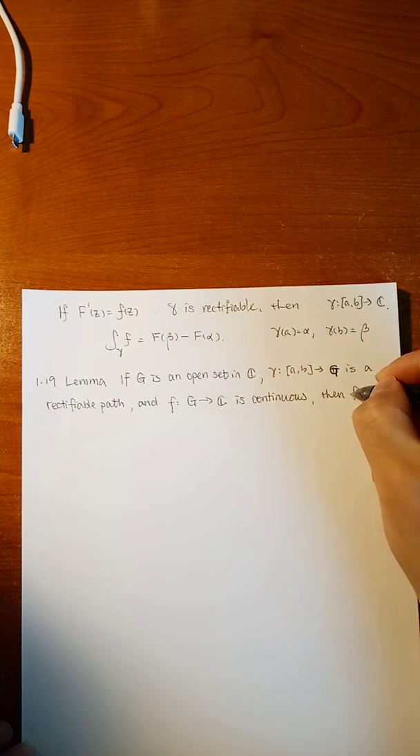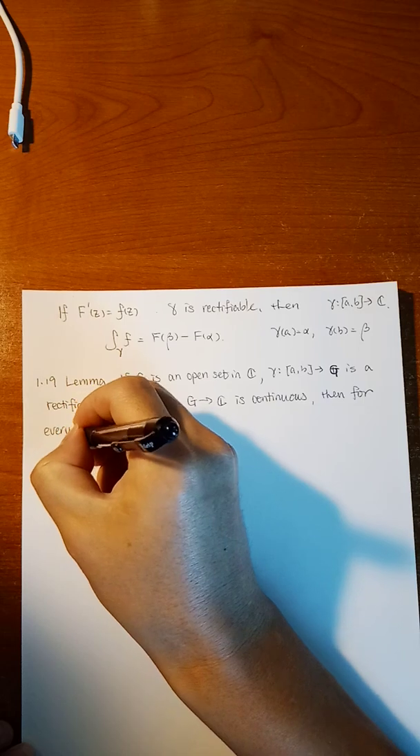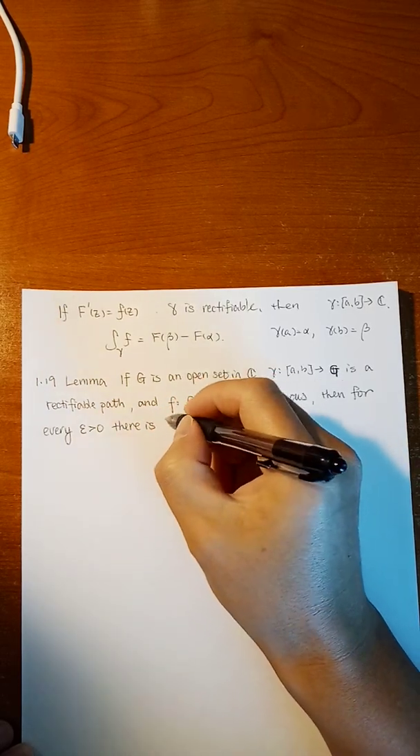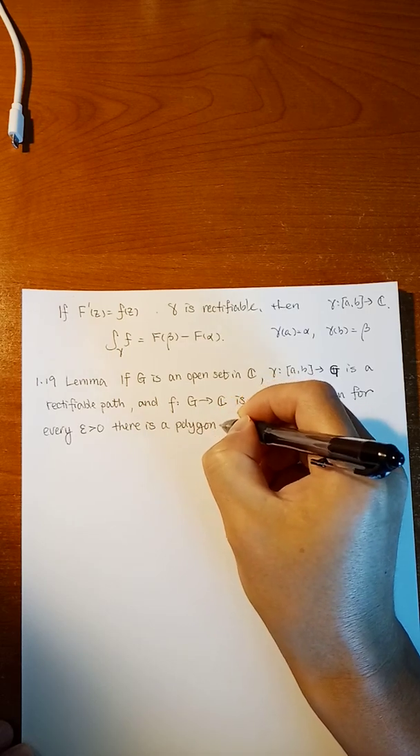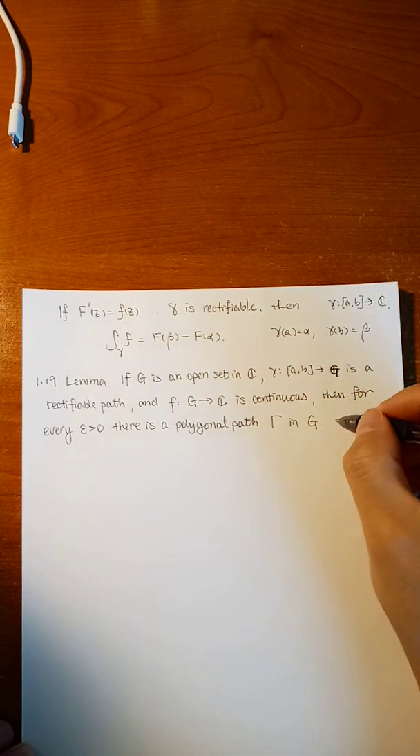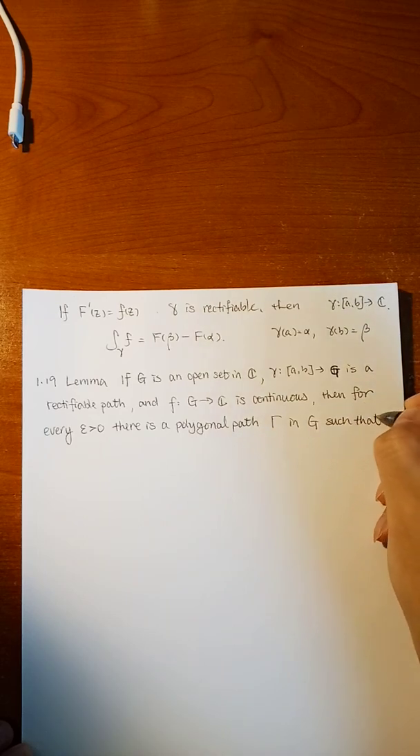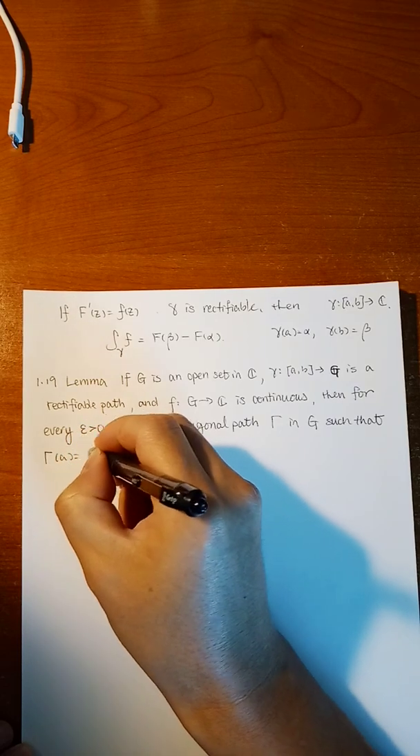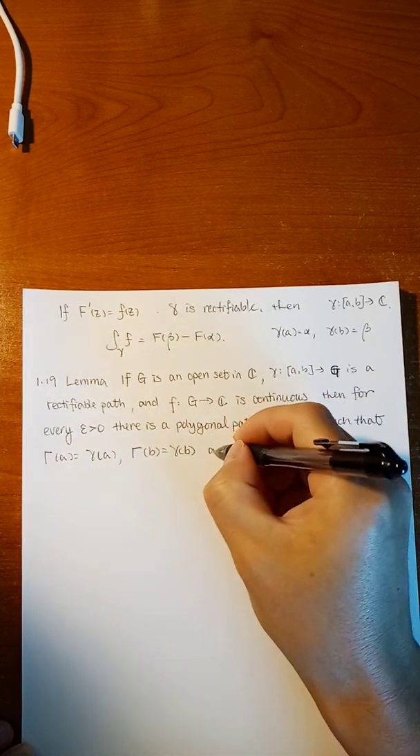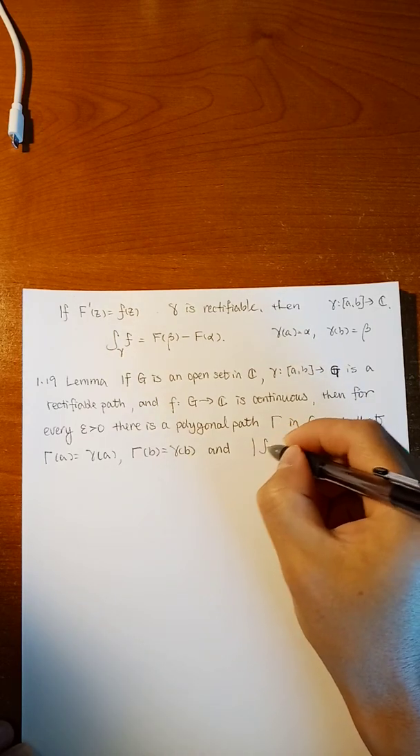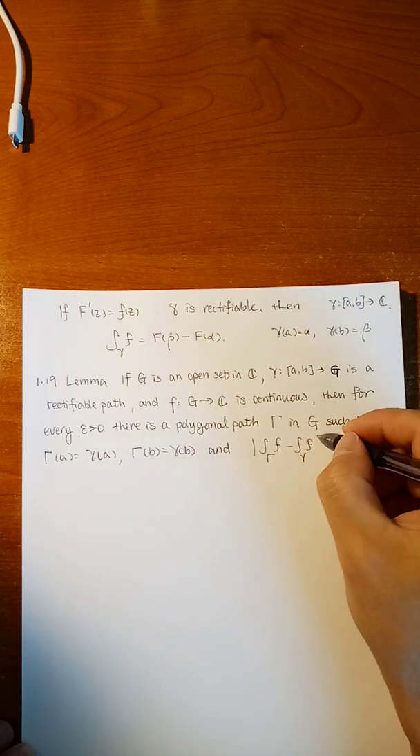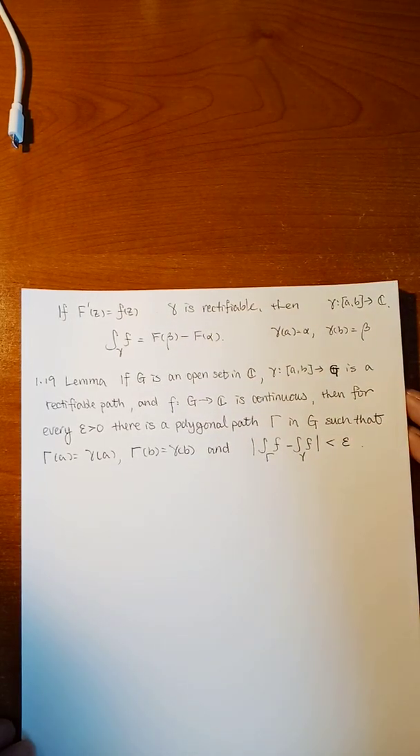Then for every epsilon greater than 0, there is a polygonal path capital Gamma in G such that capital Gamma of A is equal to little gamma of A, capital Gamma of B is equal to little gamma of B, and the integral of f along little gamma minus the integral of f along capital Gamma, in absolute value, is less than this given epsilon. Okay?